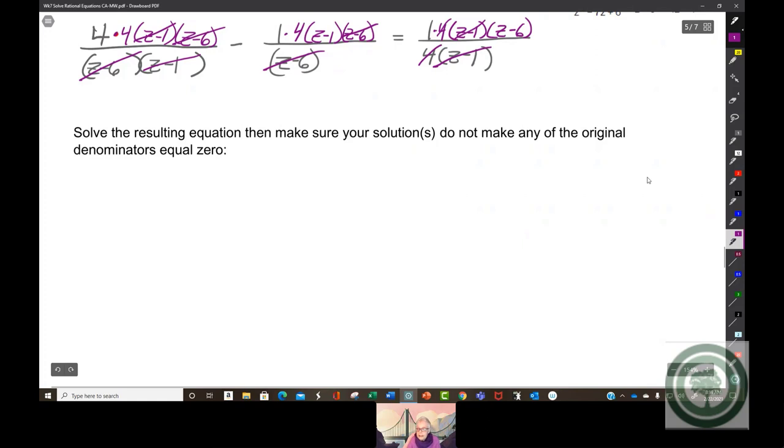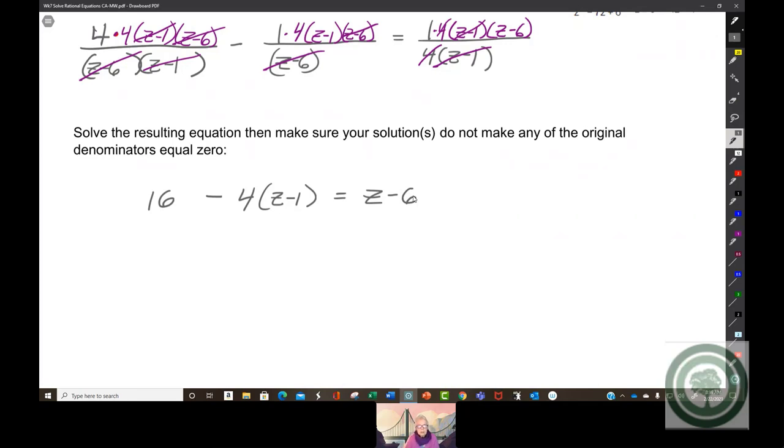So now I use the leftovers, actually. 4 times 4 is 16, minus 1 times 4 times z minus 1, equals 1 times z minus 6. And now I just solve that equation. And I don't have to deal with fractions, at least for a little while. This is a negative 4 times z, that's a minus 4z. Or if you prefer, this is minus 4 times minus 1, that'll give you a plus 4, equals z minus 6.